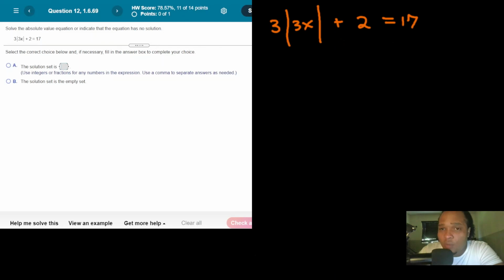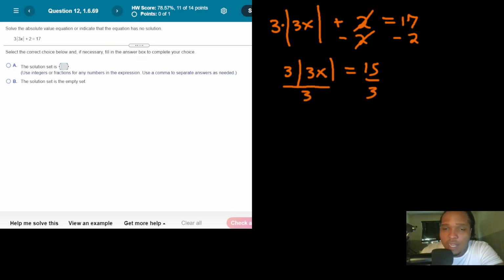Like we have x right here. We have a 3 times this. This is very close. This 2 is sitting by itself. So let's go ahead and move that over to the right. So that goes away. You're left with the 3 multiplying the absolute value of 3x is equal to 17 minus 2, which is 15. And now we have to get rid of the 3 by dividing, like in the last problem. So we have the absolute value of 3x is equal to 5.